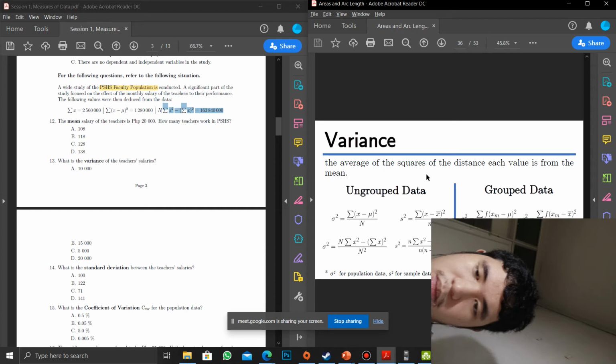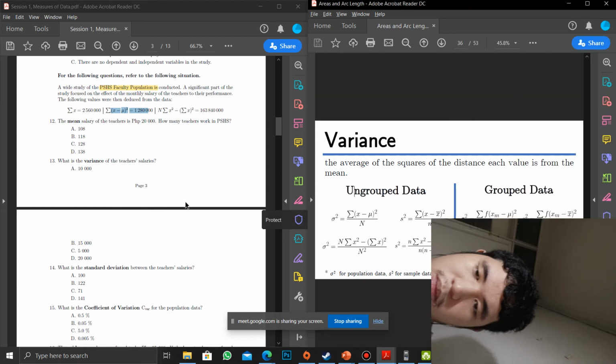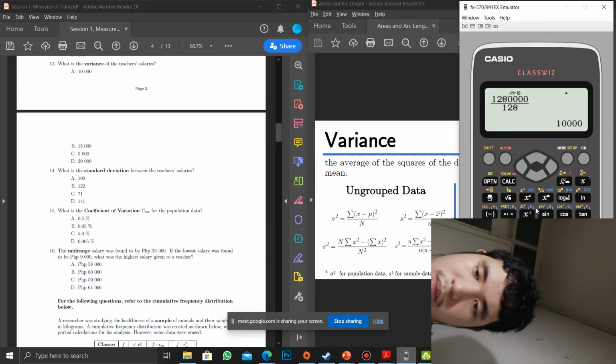Sigma squared kasi population. Your choice kung anong gusto mong gamitin, no? Kahit ano dito sa dalawa na to. Pero ako, mas madali itong x minus mu squared. So, simply, 1 to 80 divided by 128. So, that's 10,000. Next, standard deviation is the square root of the variance. So, square root answer equals 100.